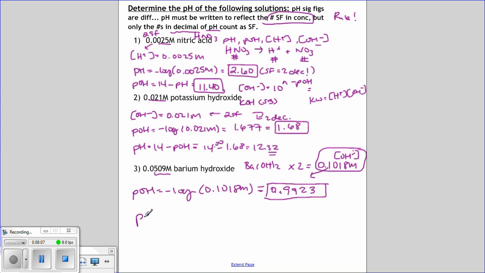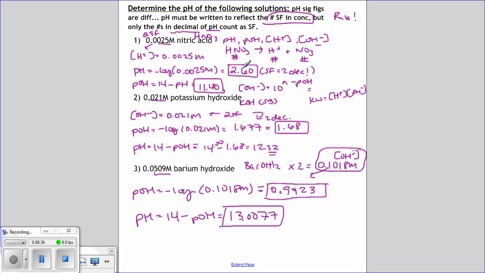Then the pH here is 14 minus pOH. Plug that number in, and you get 13.0077. There's our 4 decimals, which is our 4 sig figs in this case. Let's go back and reassess everything. Everything should correlate with our pH: acidic stuff is going to be lower than 7, and basic stuff is going to be greater than 7.